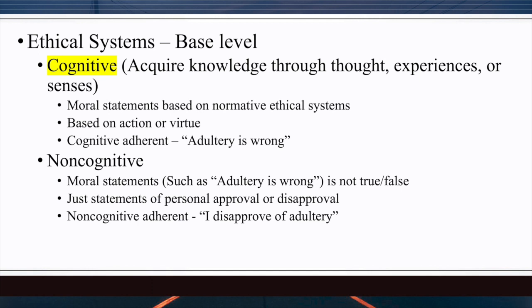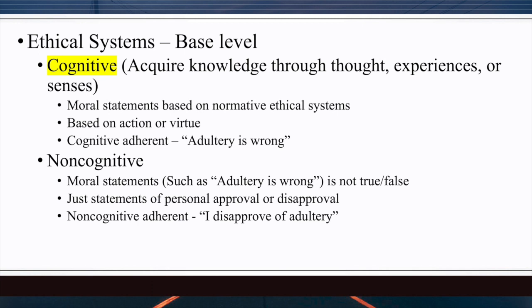It's not virtuous to cheat on your wife. So the cognitive adherent would say adultery is wrong. Compared to the non-cognitive adherent, where they would basically say a moral statement is either not true or not false, such as adultery is wrong. They wouldn't say that. They would basically say something more like, I disapprove of adultery.